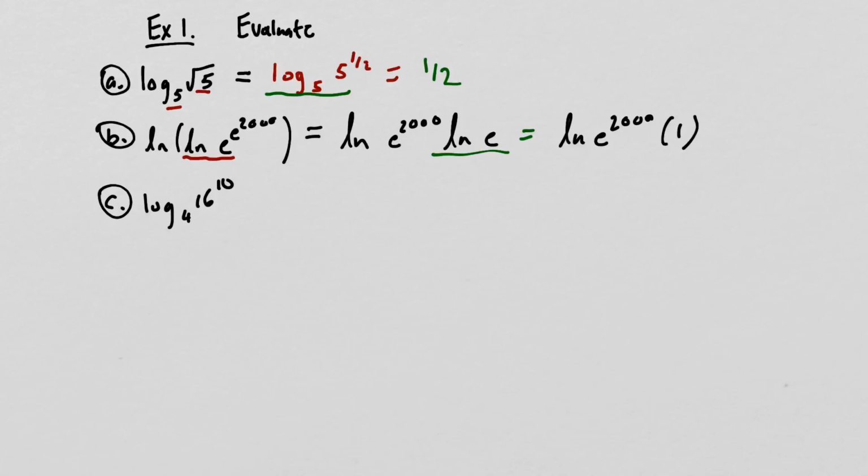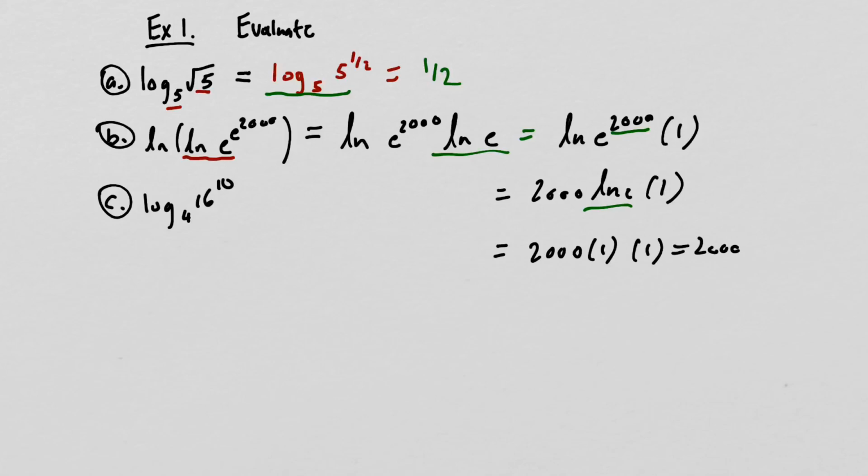Again, we can use the property of the log to bring the exponent out in front, which means that this is equal to 2000 times the natural log of e times 1. Here we see that from the properties of logarithms, the natural log of e is equal to 1, and we're left with 2000 times 1 times 1, which is just 2000.